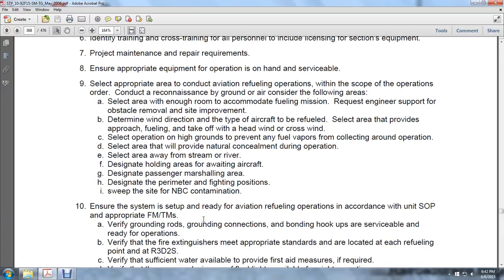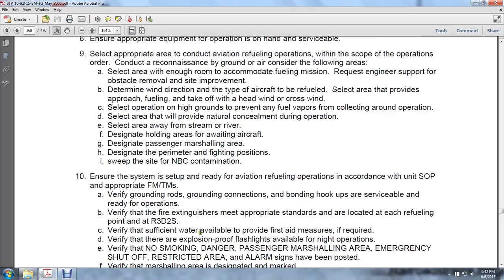Ensure that the system is set up and ready for aviation refueling operations in accordance with the standing operating procedures and appropriate field manuals and technical manuals. Verify grounding rods, grounding connections, and bonding hookups are serviceable and ready for operation. Verify the fire extinguishers meet the appropriate standards and are located at each refueling point at the R3D2 system. Verify sufficient water is available to provide first aid measures. If required, verify there are explosion-proof flashlights available for night operations.